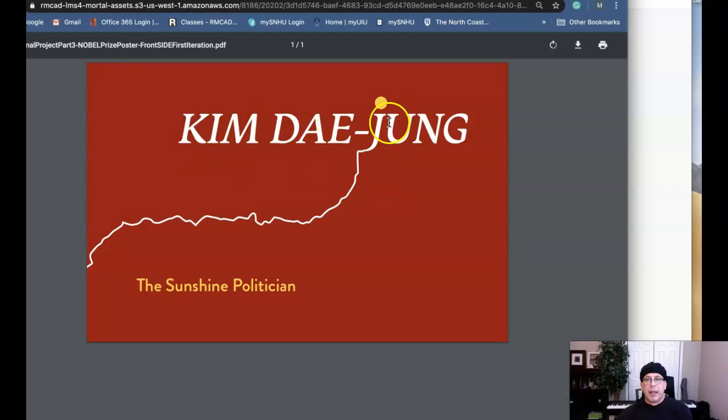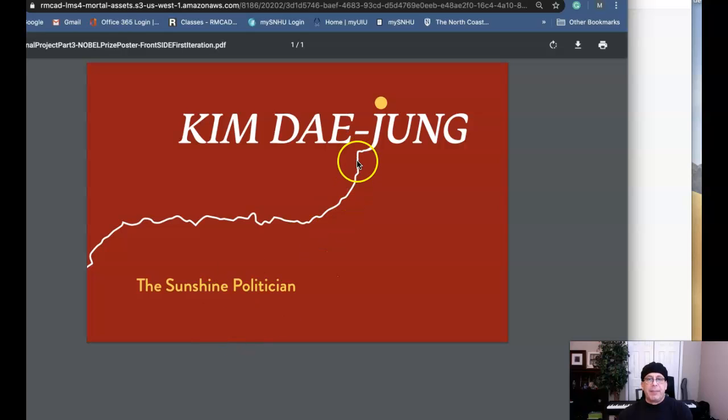It's interesting. This yellow circle above the J, I think that's really interesting, and it kind of resonates with the color here of the Sunshine Politician, both visually and conceptually. So that's really interesting.